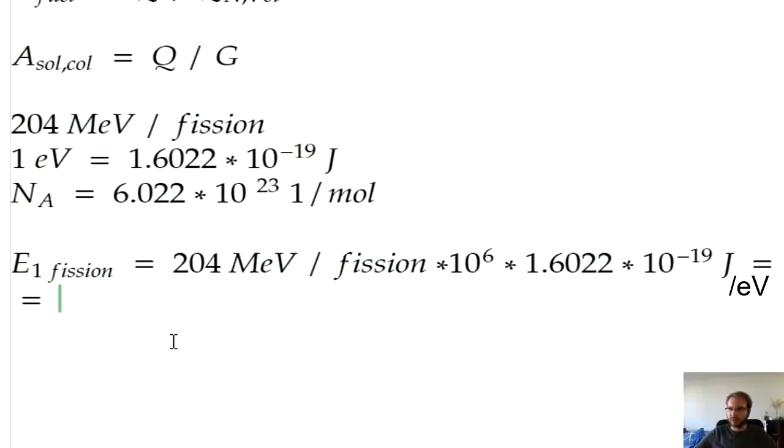And if we have it right, we should get the value 3.268 times 10 to the minus 19 joules per single fission.